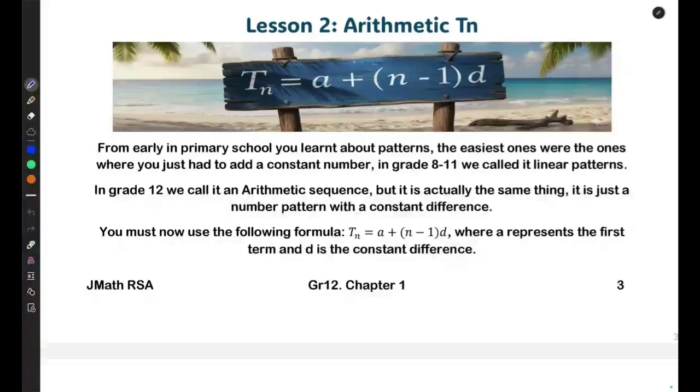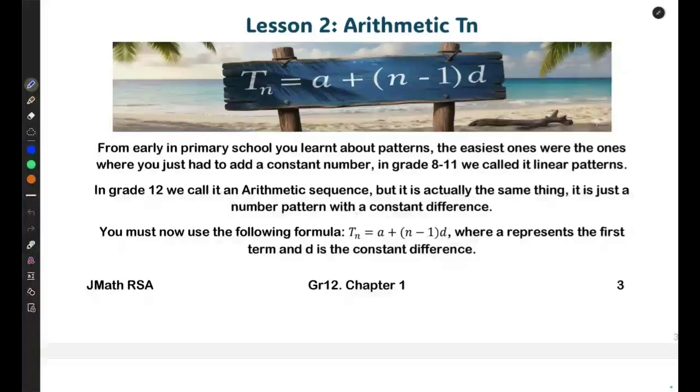Specific questions later in the chapter deal with this formula, and if you do not understand or do not use this formula, you are going to really get stuck with the later questions. So please use this one. A is the first term, D is the difference, and then N is just the position of the term we're looking for, and Tn is the value of the term we're looking for.